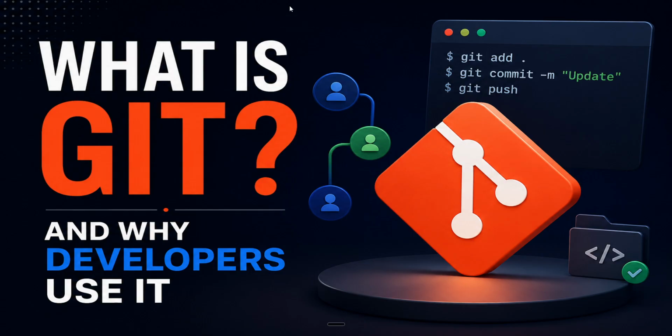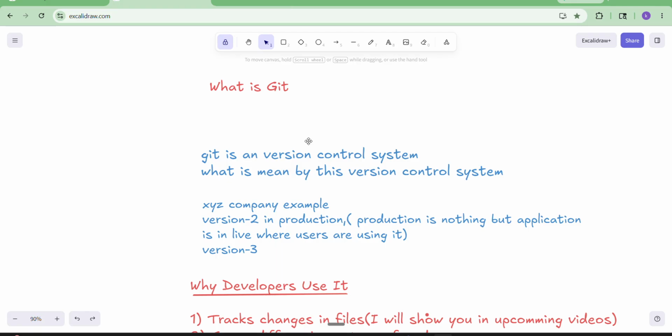So, in this video, we will see what Git is and why developers have to use it. What is Git? Git is a version control system, which controls the versions or tracks the versions.